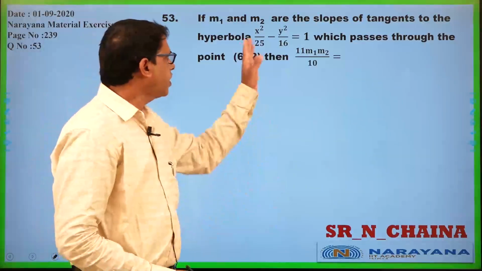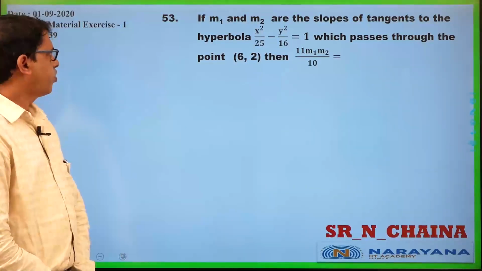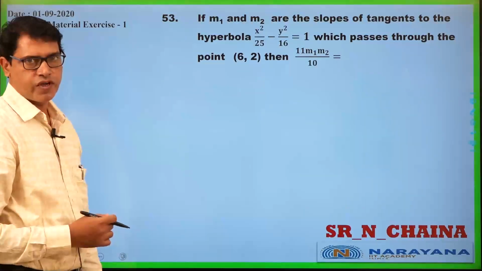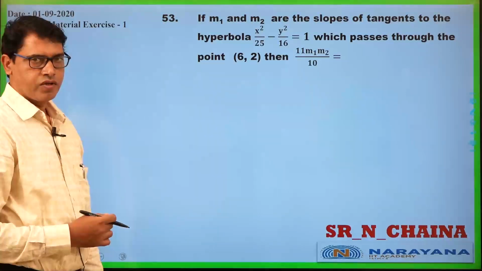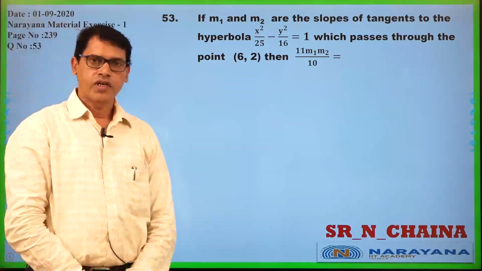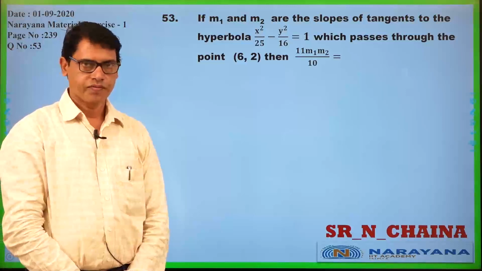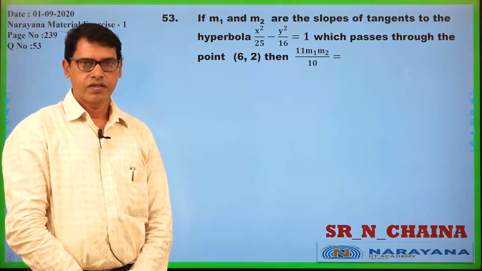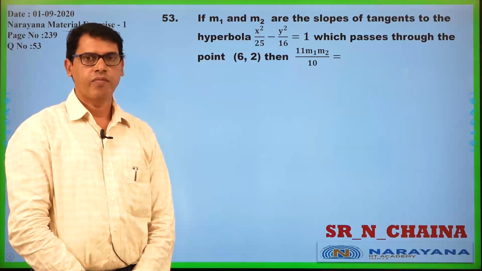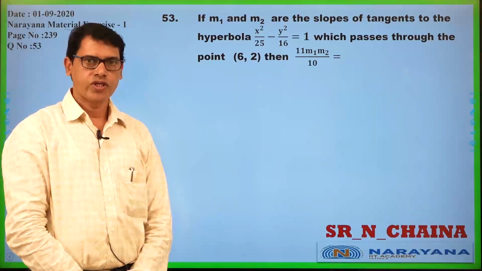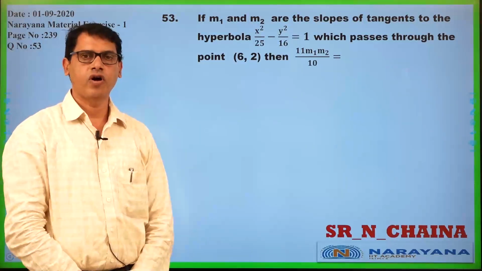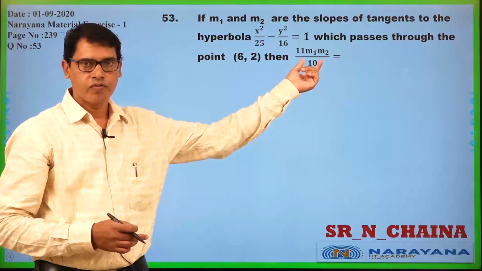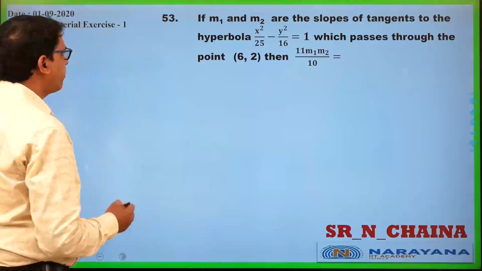See here, first look at the hyperbola. So hyperbola is what? x square by 25 minus y square by 16 equals 1. So to the hyperbola, we have the equation of tangent in the slope form, y is equal to mx plus minus root under a square m square minus b square. So using that formula, here we are going to find the value of m1 and m2.